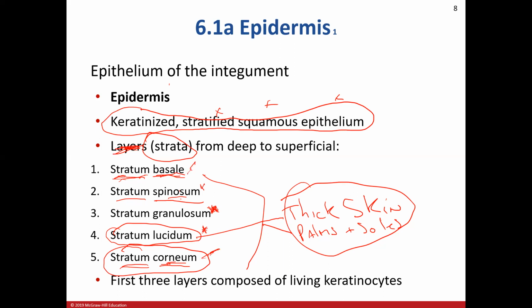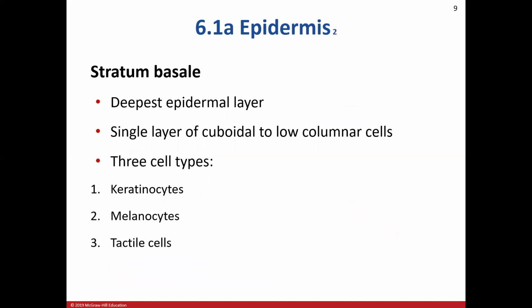So the stratum basale is very thin, very small. It looks cuboidal, basement membrane. Spinosum is bigger, probably the biggest up to the corneum. Granulosum is dark staining. Lucidum is very light. And then corneum is the dead cells on top. Very squamous looking.